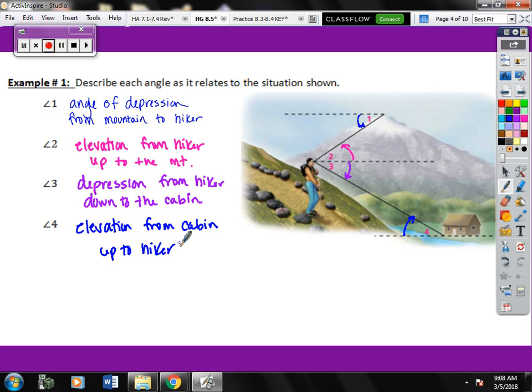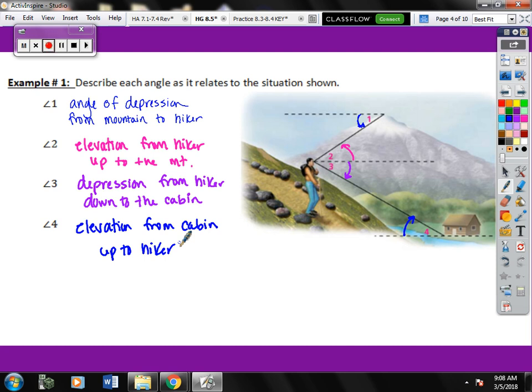And that's if the cabin could actually see people it would be looking at. But we're just kind of connecting this. So the rest of the problems, you will notice there are no pictures. You are going to have to draw one. And you're going to have to label appropriately the sides or angles that are given to us. And then we'll use SOHCAHTOA to find out what the missing measurement is.